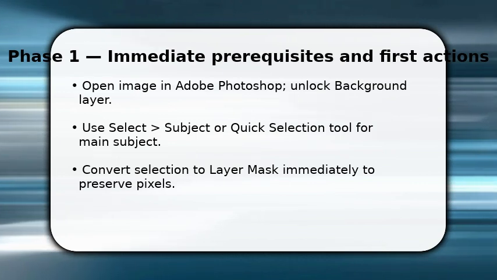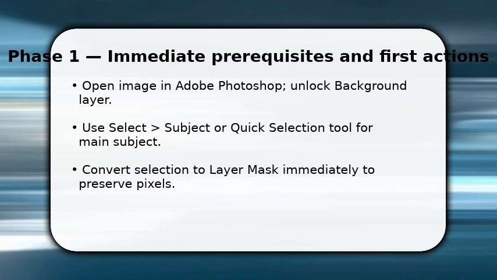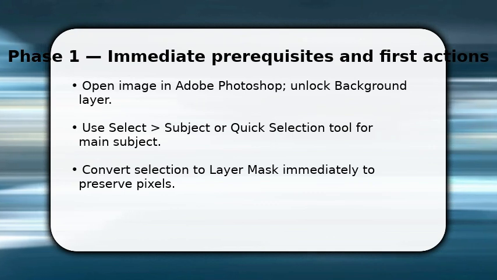Once you have a rough selection, convert it to a layer mask right away to preserve original pixels. This allows you to refine without losing data. Do this now, because a good mask early makes all later steps simpler and more accurate.